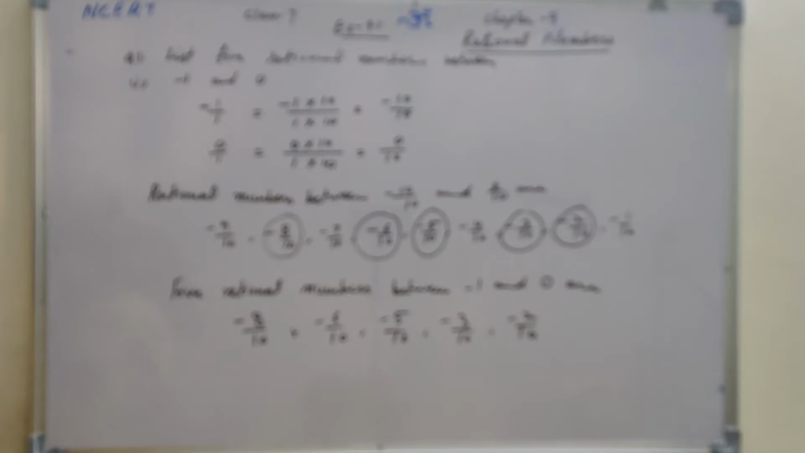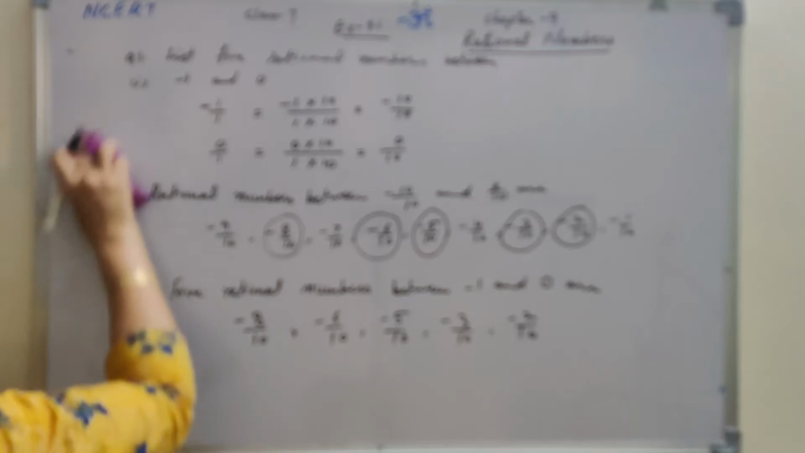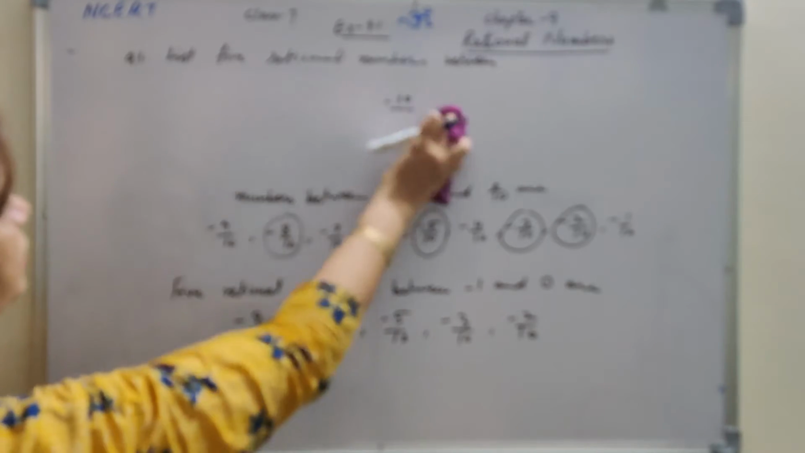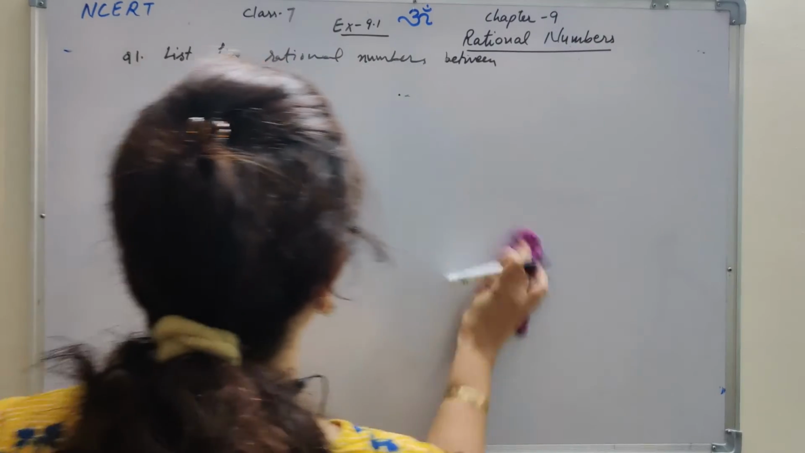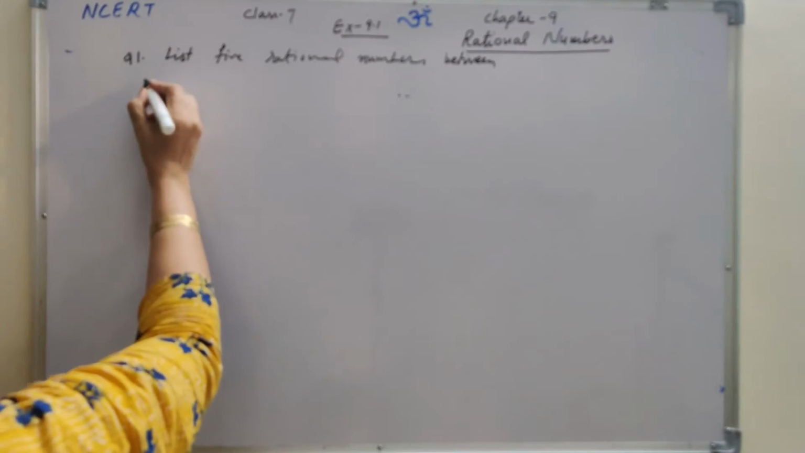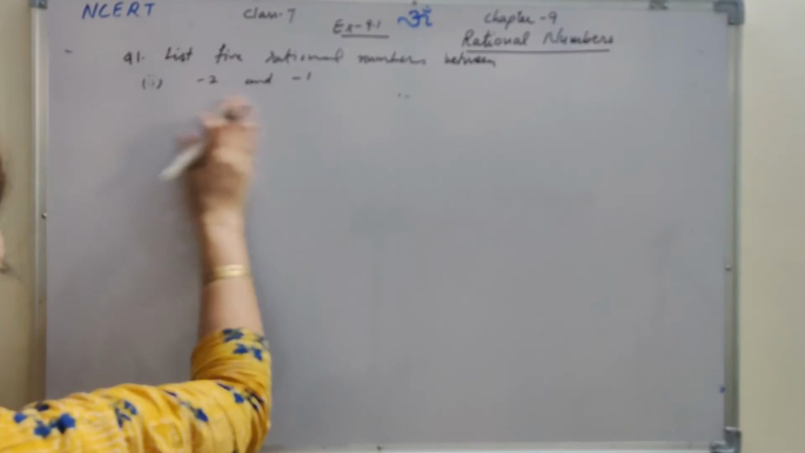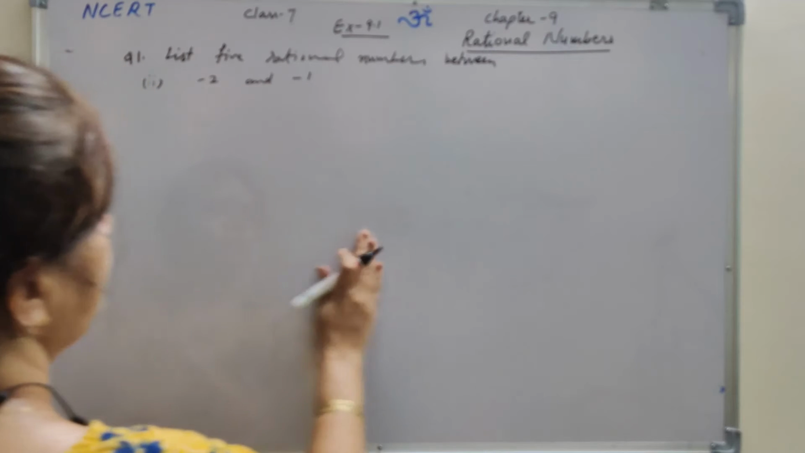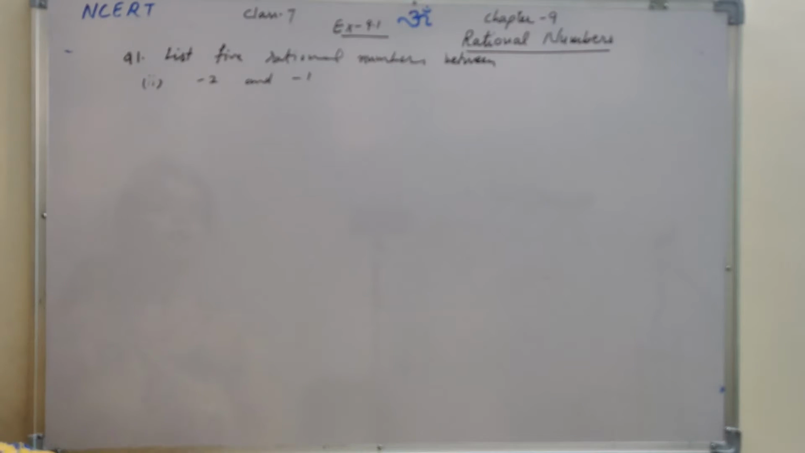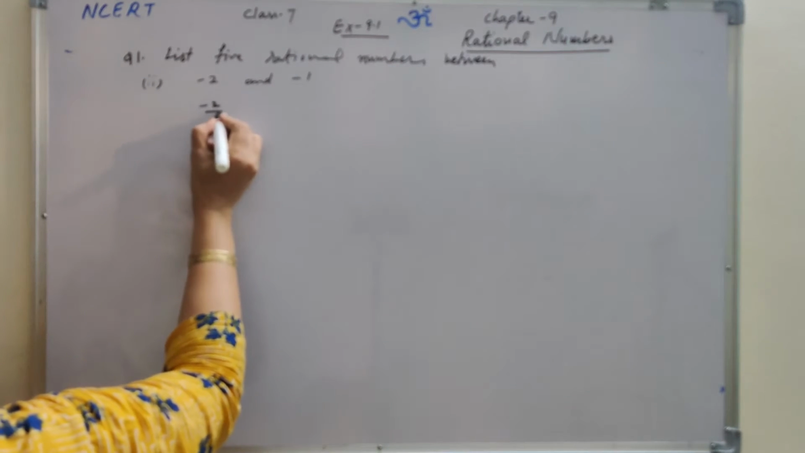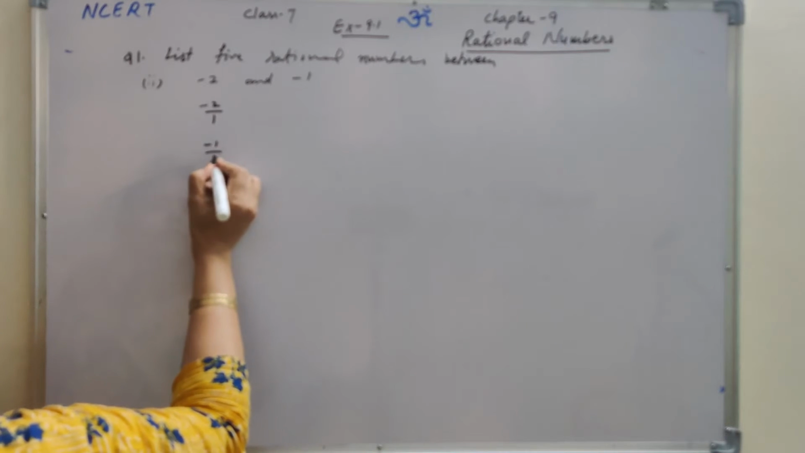Another question which I have is find the rational numbers, which is the second part. It is minus 2 and minus 1. And now I am doing second part. It is list 5 rational numbers between minus 2 and minus 1. So method is same. Again, what I will do, minus 2 and minus 1, they both are rational numbers. They are in the form of p by q. Here the denominator is 1, minus 1 by 1.